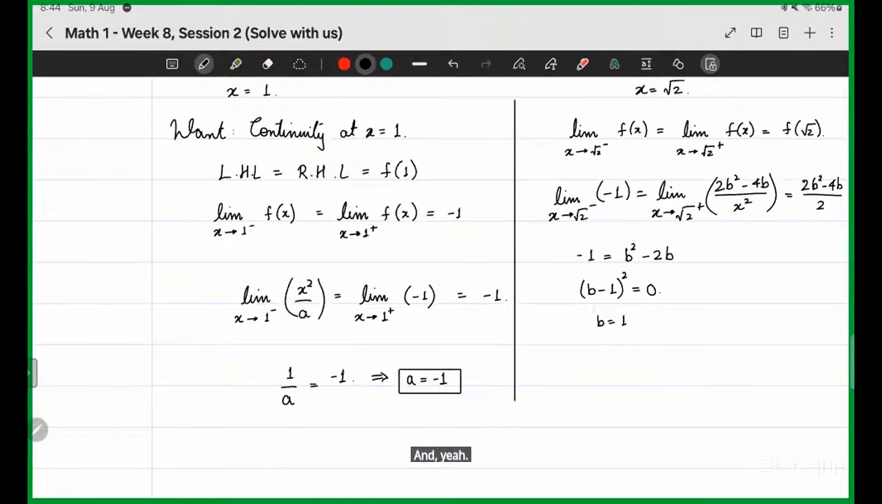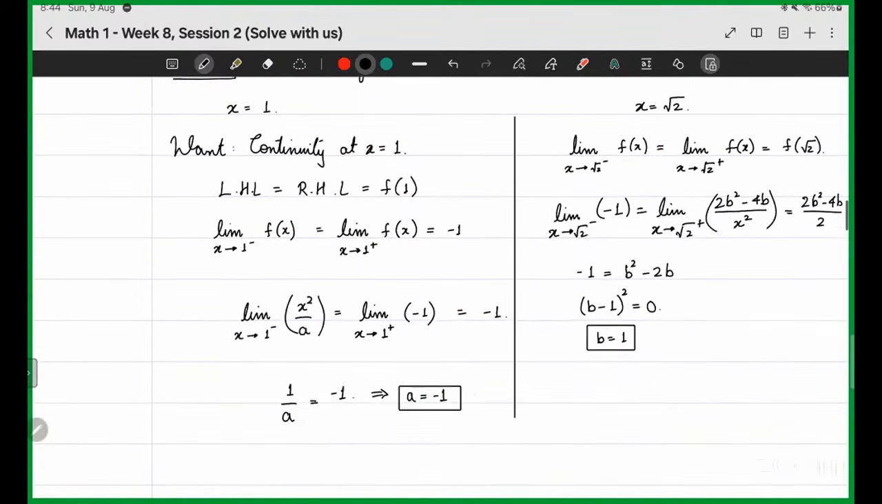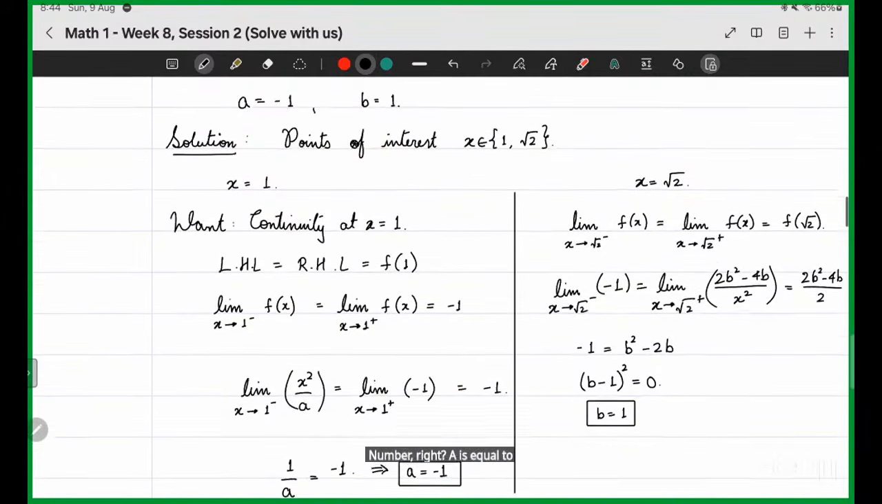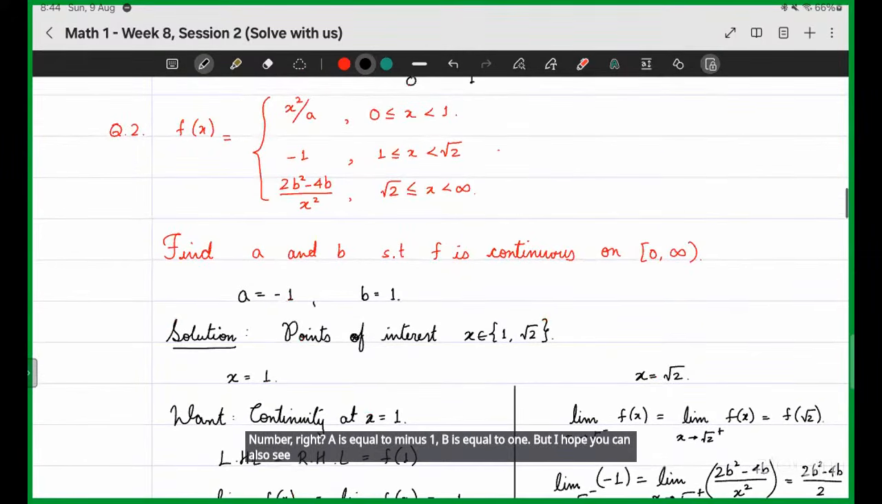And yeah, that is the end of the problem. Now, in this case, b was forced to be exactly one number, right? A is equal to -1, B is equal to 1. But I hope you can also see cases where there could be multiple possible values for B.